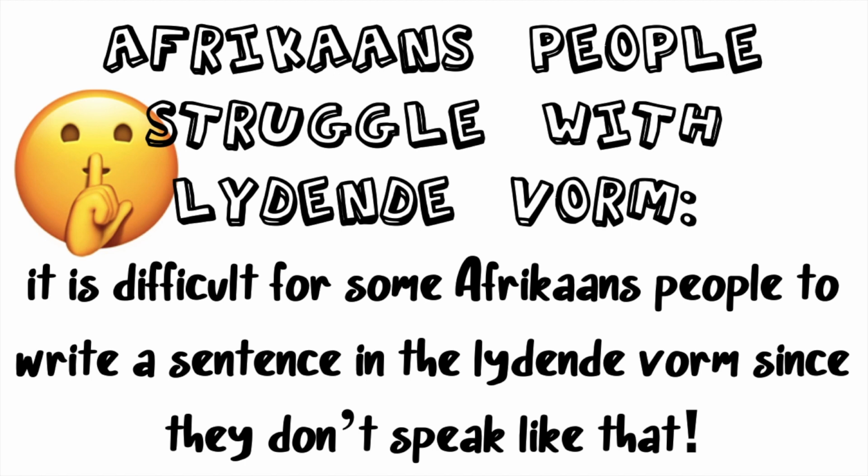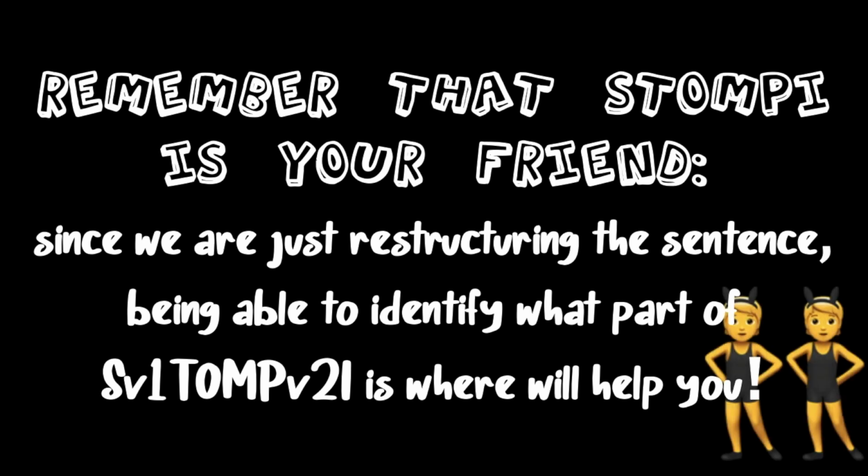But this is why, if I had this formula that I'm going to show you now, I think I would have been able to do that. The problem, again, is that Afrikaans people don't get told stompie, because it's just the way we speak. But as first additional language speakers, you learn about stompie, okay? And this is what we're going to follow. So remember that stompie is your friend. Since we are just restructuring the sentence, being able to identify what part of stompie is where will help you. So that is really important. You need to be able to identify which part of stompie is that word, that thing. And usually the sentences that you get given in tests or your books should actually follow stompie. Because if we don't give it to you according to stompie, it actually means that the book, or maybe the test or the exam, the teacher made a grammatical error, because we teach you stompie, so that's the formula we have to write a sentence.